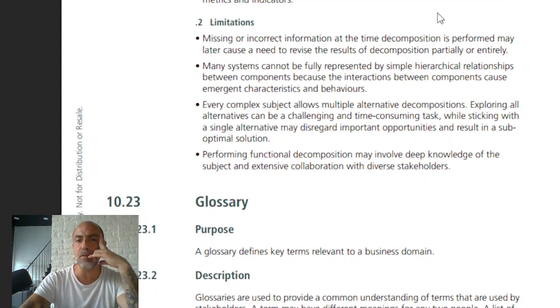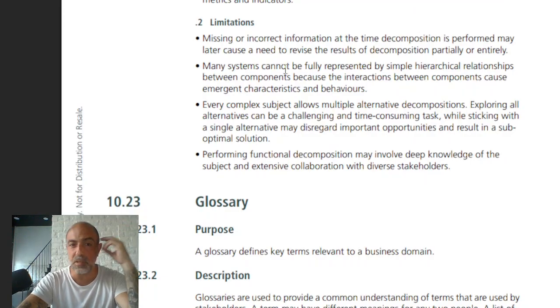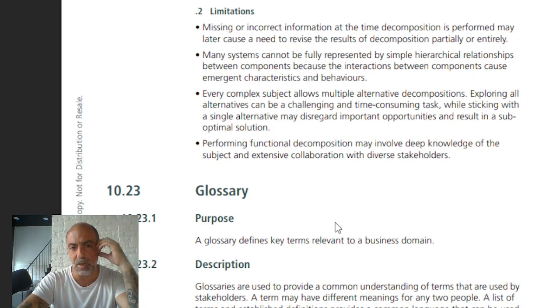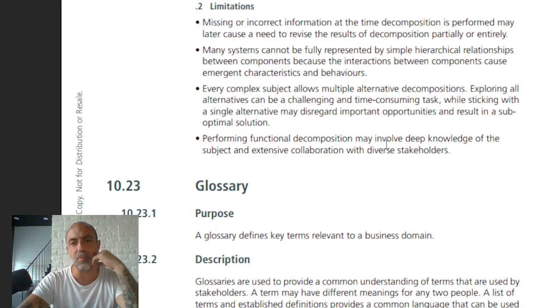Missing and incorrect information at the time decomposition is performed may later cause a need to revise the results. Many systems cannot be fully represented by simple hierarchical relationships, because some systems are very big, so there is a grouping of smaller systems. So you just build the smaller systems and create the data flow and the actual contextual flow between them. And then ultimately you have a bigger system, right? Every complex subject allows multiple alternative decompositions.